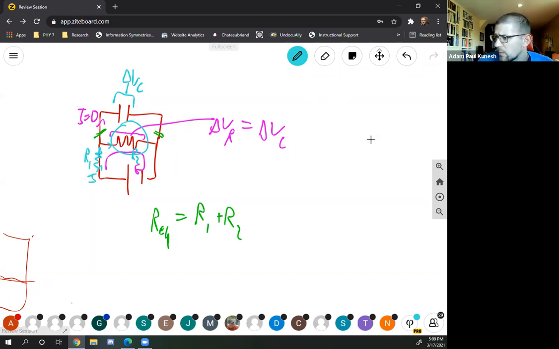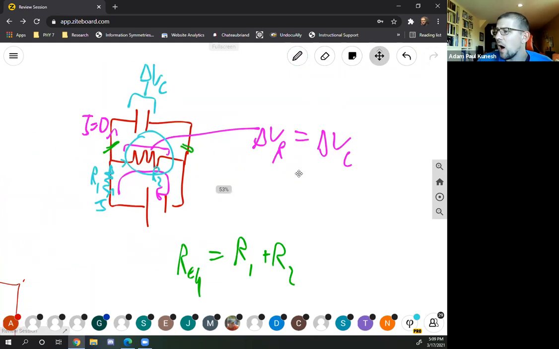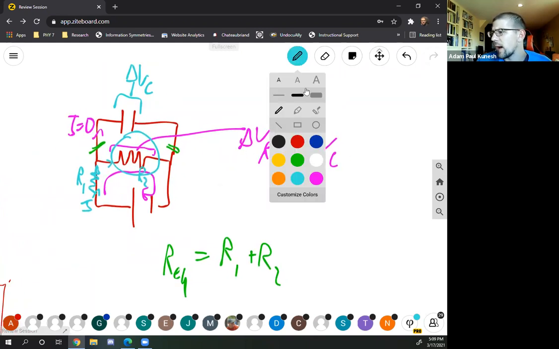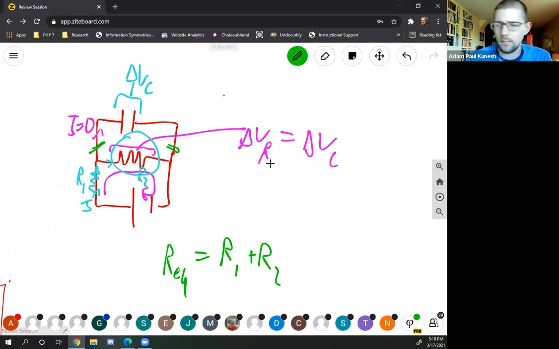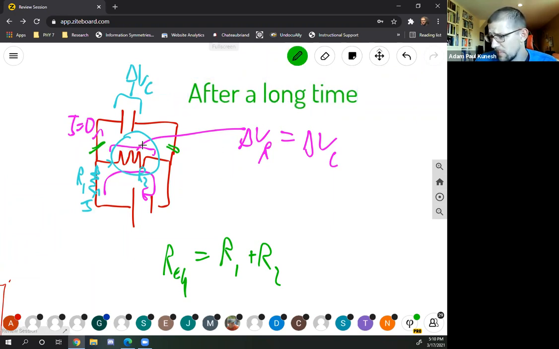I know that was probably a really quick overview, but after a long time, the change in voltage across this resistor will be the same as the change in voltage across the capacitor. This middle resistor, the one it's in parallel with, those two things will always be the same. But after a long time in particular, the voltage across that resistor will be the same as the voltage across the capacitor. And we can find how much current is flowing through it by analyzing it like we would a two-resistor circuit.